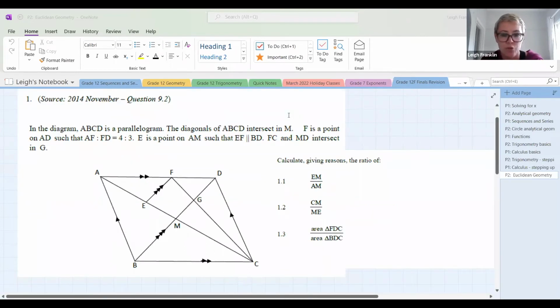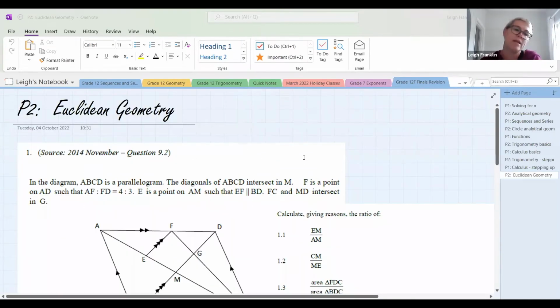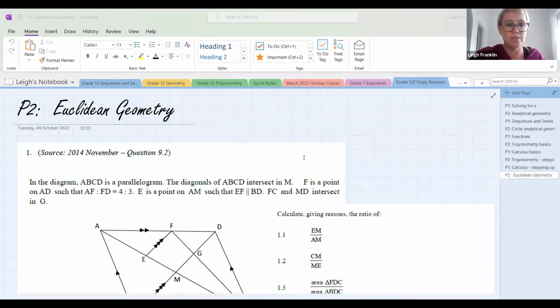I've chosen these two questions to do with you. The first one is on proportionality, the intercept theorem, and the second one involves similarity and that kind of stuff. So those are our two most important metric concepts, and those are the things that I'm going to be focusing on.